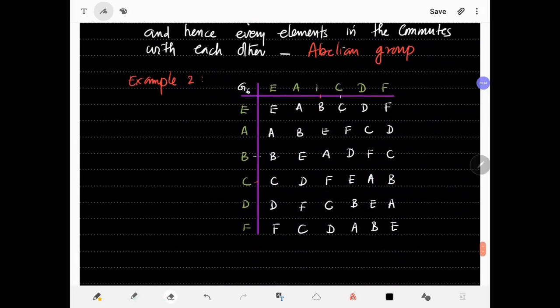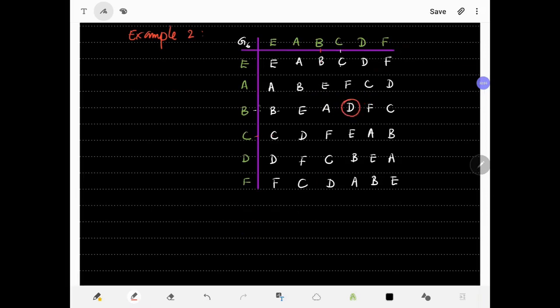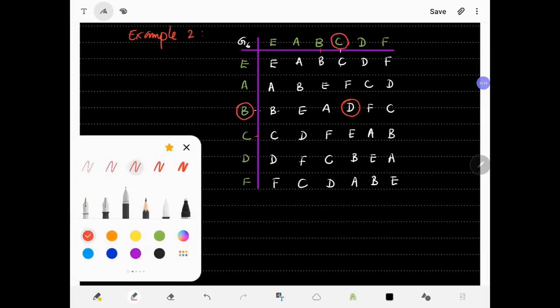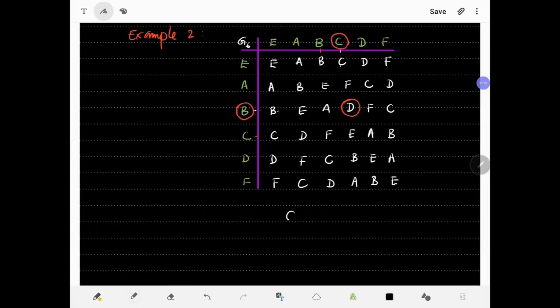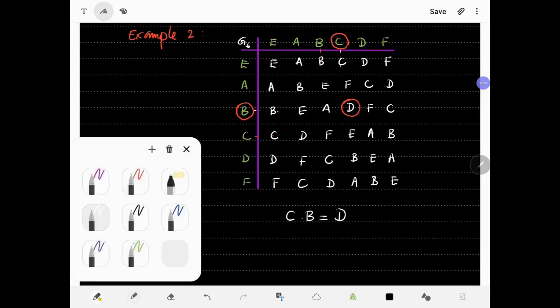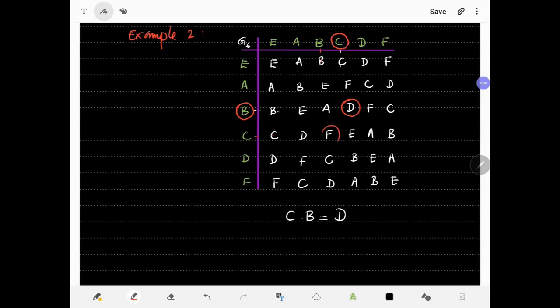Now let's go back and take our previous example of matrices. We have 6 matrices, and if we take the combination between B and C, that is the column element B and row element C, you can see that the product is F. Now take the combination between the matrix C and the matrix B, that is the column element C and row element B. The product is the matrix D.